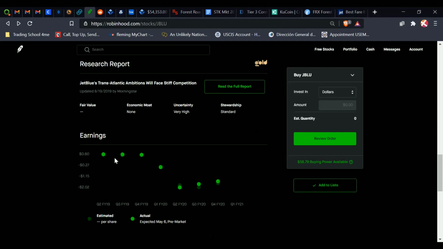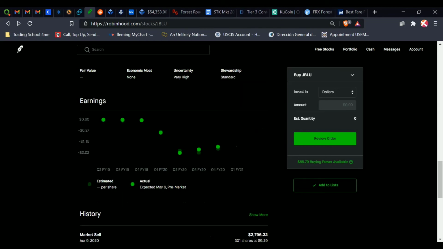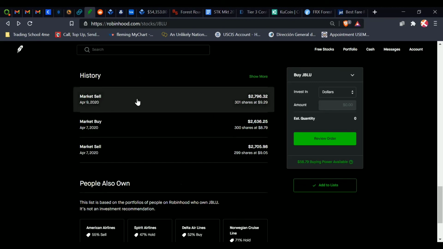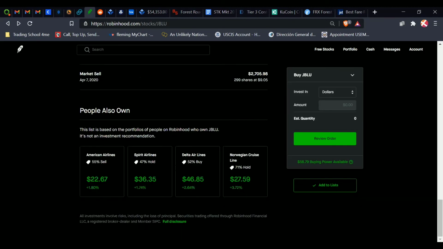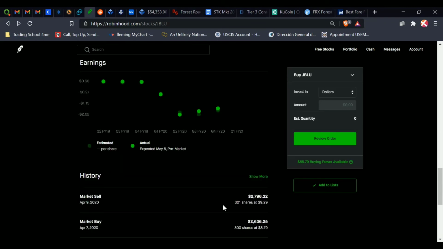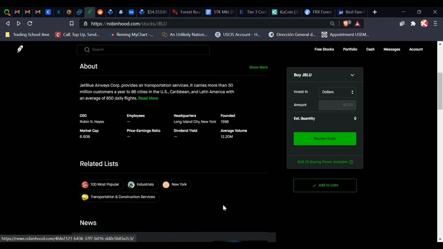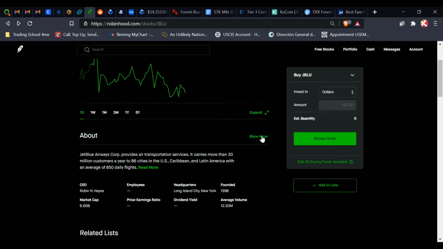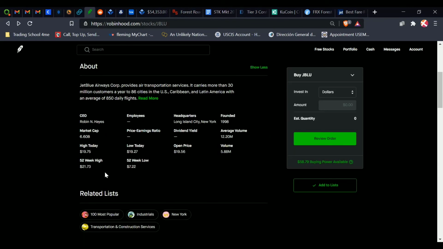You can see that in 2019, where the stock was, the earnings, 60 cents. Now it's down and it's working its way up incrementally. So we're hoping that this next quarter, it will rise up a little bit more. So this is my history of purchases. People also own these other stocks. So that's also good to review. Don't know if we're going to get much more financials. Let me see, show more. See if it shows when the earnings date will be reported.